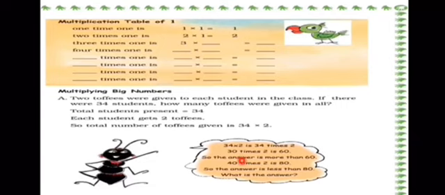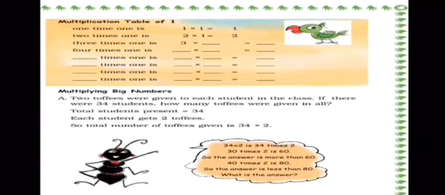So 30 times 2 is 60. So the answer is more than 60. Now 40 times 2 is 80. So the answer is less than 80. So what is the answer? So here we are using the concept of partition method.